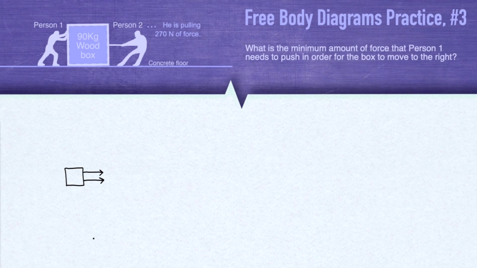So when I solve for the force that person 1 needs to be pushing in order to move the box, I'm going to need to solve for the sum of the forces in the x direction. So on the free body diagram, I'm going to have 270 newtons of force acting to the right. I'm going to have x newtons of force acting to the right also. And then acting to the left, I am going to have the force of friction, which is opposing the two guys trying to move the box to the right.